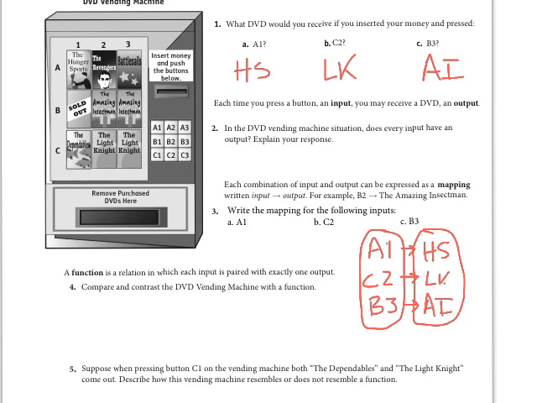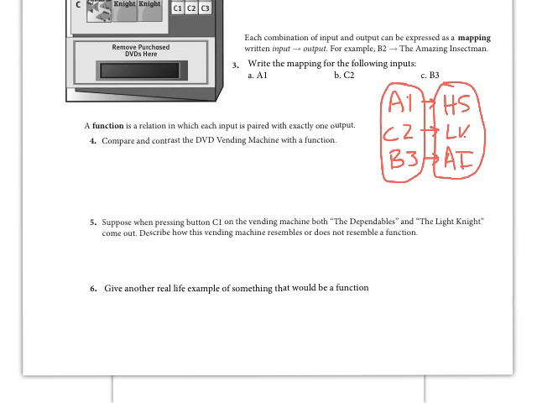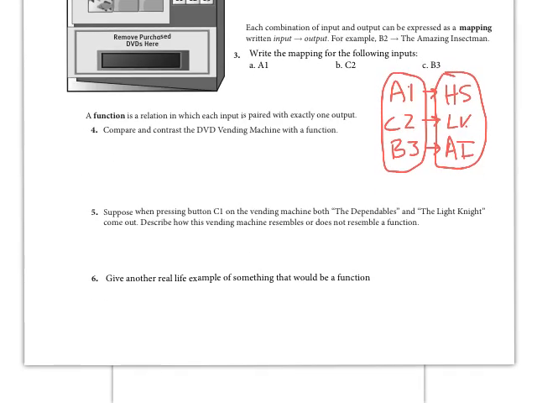All right, so thinking about that, let's look at number 4. Right above number 4, it says a function. So this is super important to us. A function is a relation in which each input is paired with exactly one output. Okay, so in a function, every input is paired with exactly one output. So that being said, I want you to go ahead and do 4, 5, and 6 together with your groups. Okay, 4, 5, and 6 together with your groups. Go ahead.